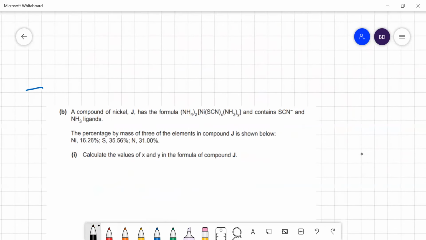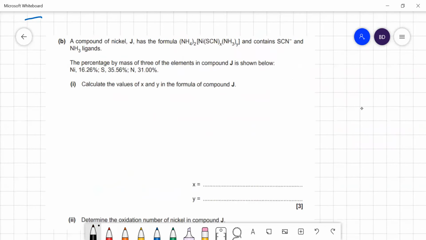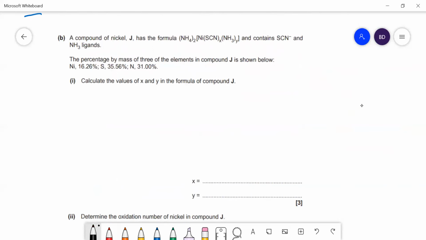Okay, another complex here now. We've got a compound of nickel with this formula. It's got the thiocyanate ions, and we've got NH3 ligands. It gives the percentage by mass of just 3 of the elements, so we can work out the ratio of those elements.